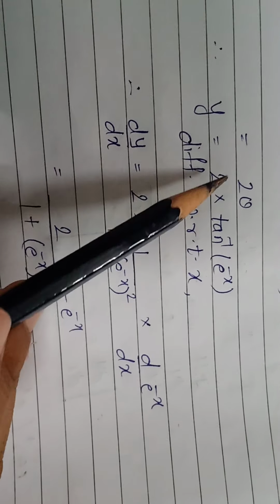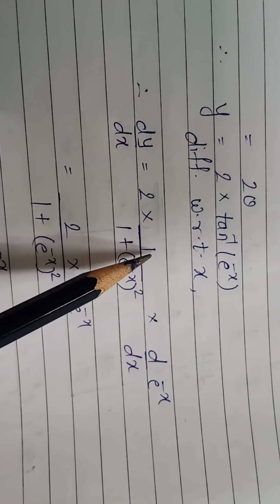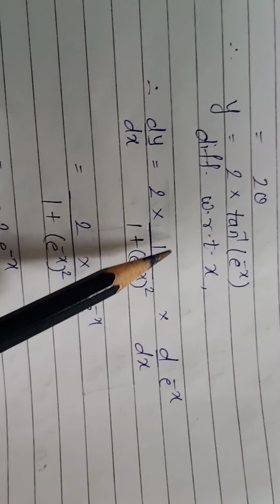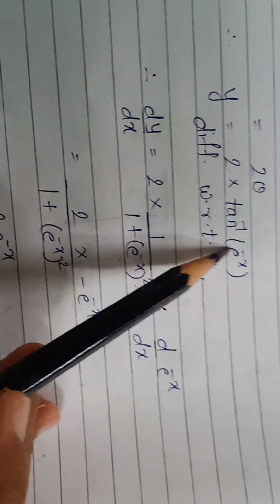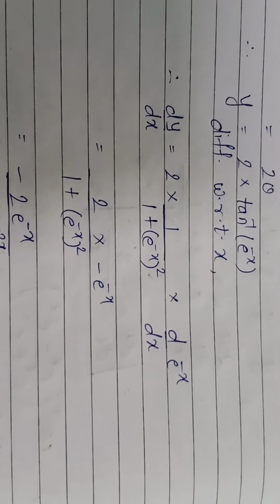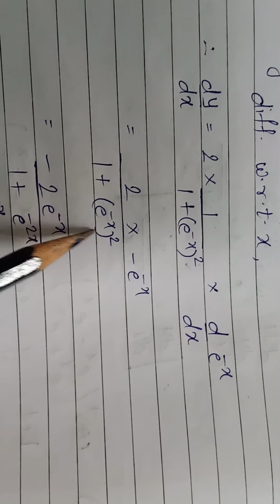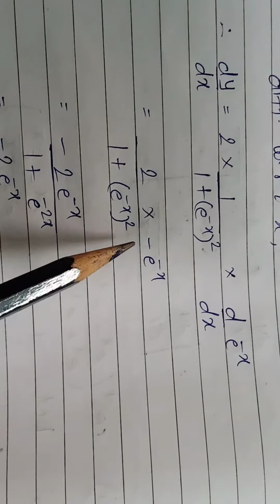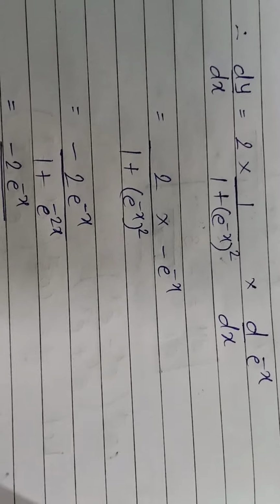Then dy by dx will be 2 remaining as constant, and first we will use the tan inverse derivative. So it will be 1 upon 1 plus something square. So something means here e raised to minus x. So it is 1 upon 1 plus e raised to minus x bracket square, into the extra part we have to take in differentiation, so it will be d/dx of e raised to minus x. Rearrange this as 2 upon 1 plus e raised to minus x bracket square, or you can write e raised to minus 2x also, and this will come as e raised to minus x, and again the derivative of minus x means minus 1. So directly we can write that.